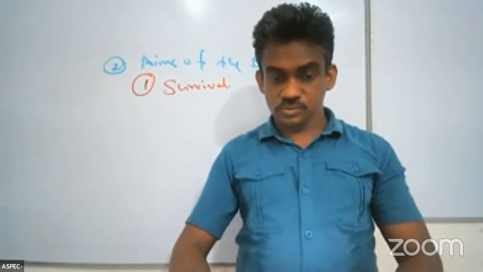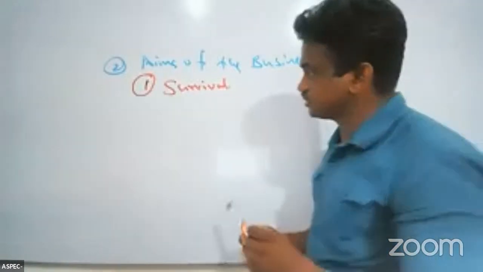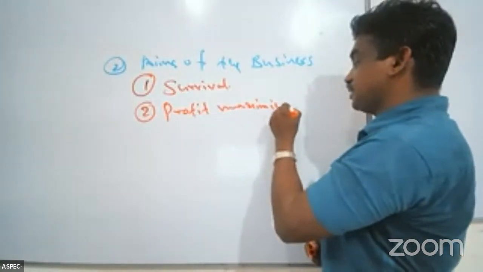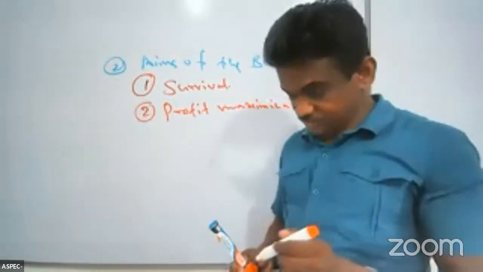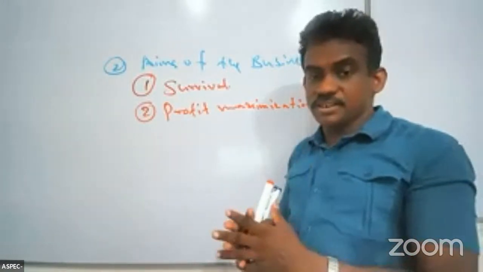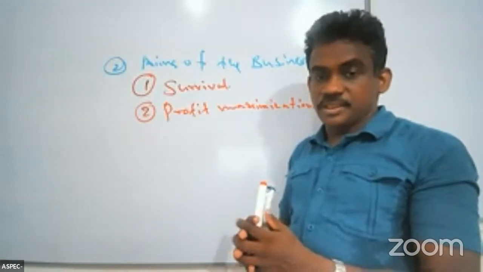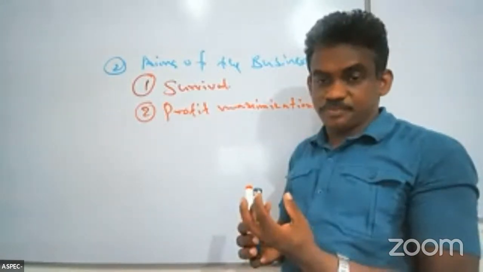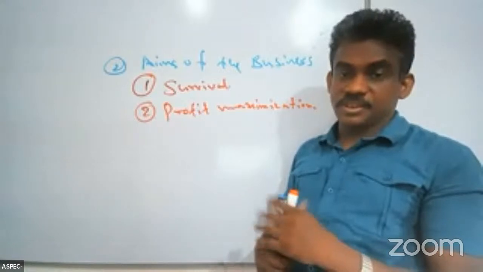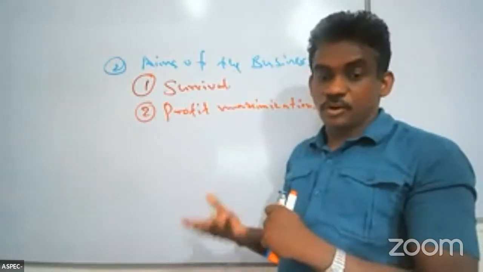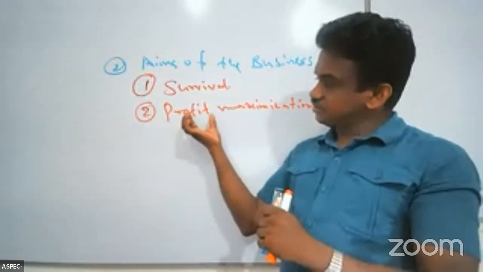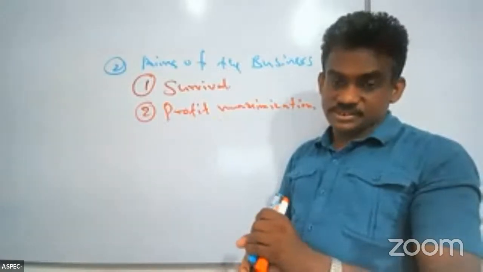Aim number two, profit maximization. Every business wants to earn profit. Without earning profit, long-term survival is questionable. They have to earn as much profit as possible, maximizing profit. After survival, business can aim at profit maximization.